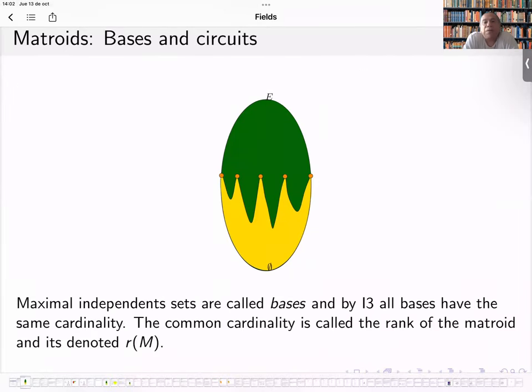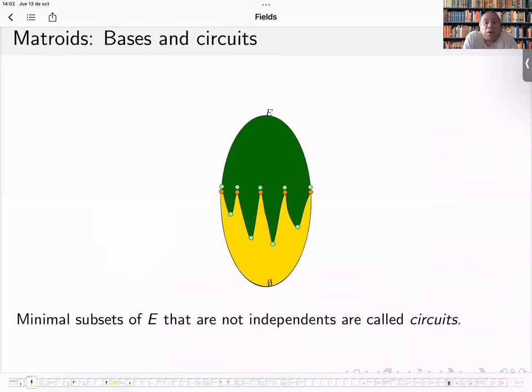With this definition, you can also get other ways to define the matroid. For example, if you just consider the maximal independent sets, they also define the set of independent sets. So this will define the matroid, and these maximal independent sets are called the bases of the matroid. It can be proved that all these bases have the same cardinality. This common cardinality is the rank of the matroid, which I'm going to denote by r(M). Another structure that can also define the matroid is the minimal subsets that are not independent, which we are going to call circuits.